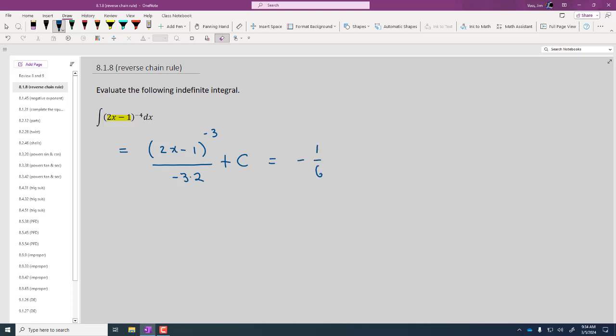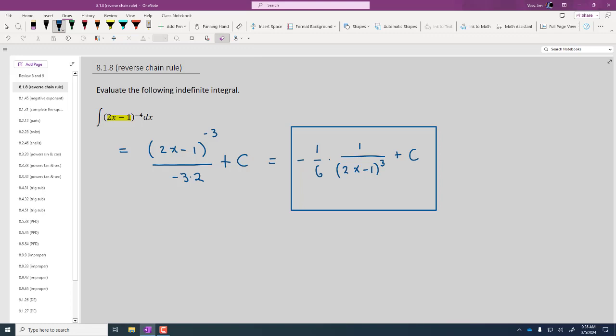You don't have to on the exam, but a lot of times homework systems would prefer you to write with no negative exponents. So you could write it like that. Hopefully this is making a lot of sense by now. We've done a ton of reverse chain rule. Any piece of that needs a little extra explanation?